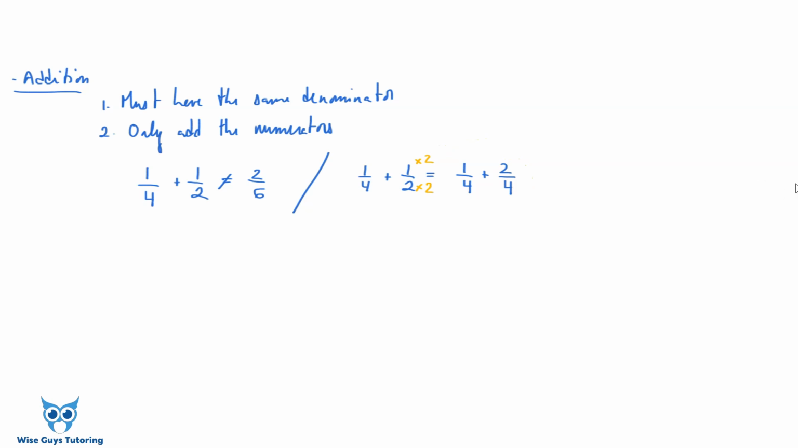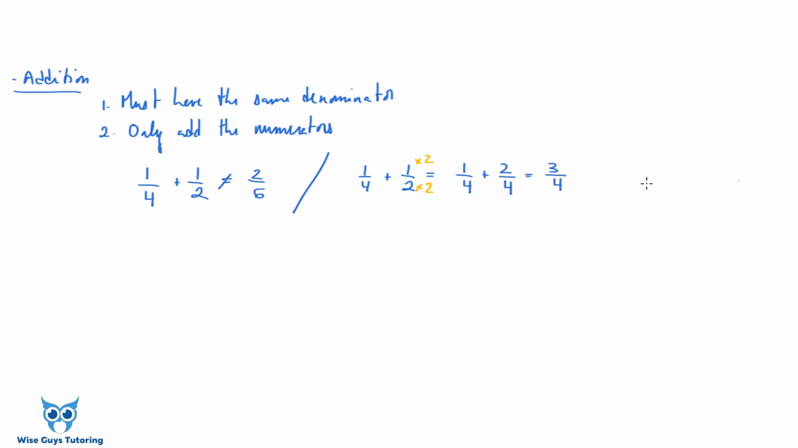Why I did that is because now that the denominators are the same, I can simply add my numerators, 3, and keep my denominator. Again, denominator stays the same throughout. You don't need to add it or subtract it or whatever. You only work on the numerators.